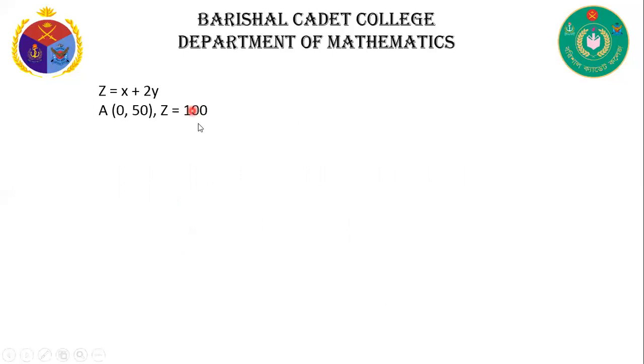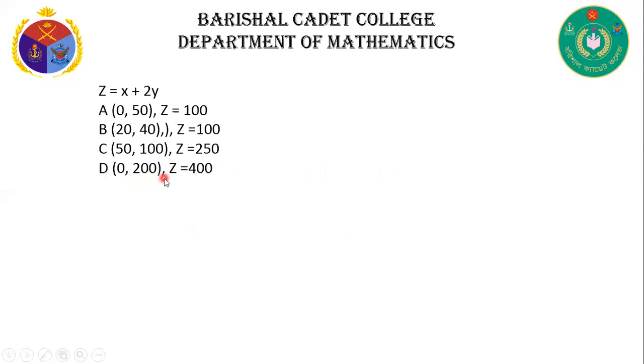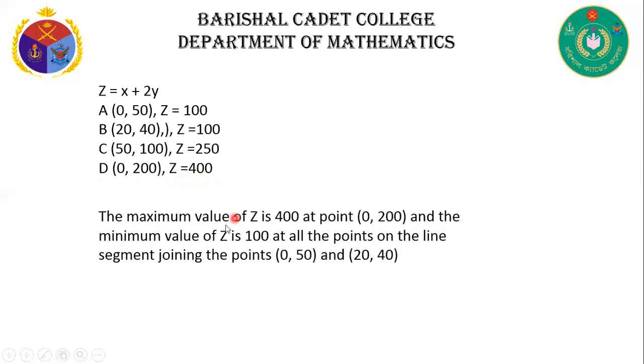A is 0, 50, that means Z is equal to 100. B is 20, 40, that means Z is equal to 100. C is 50, 100, that means Z is equal to 250. And D is 0, 200, that means Z is equal to 400. Here the maximum value among these four is 400. So the maximum value is Z equal to 400 at the point 0, 200, and the minimum value is 100 at the points 0, 50 and 20, 40.